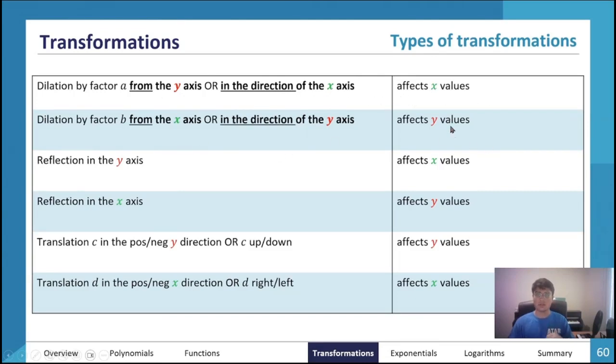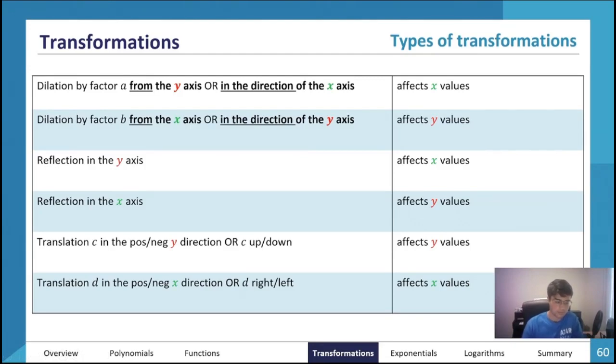Same thing with the y values. If we stretch this way or squeeze this way, we're affecting the y values, but not the x values. Reflections is the same thing, and I'll leave it to you to figure out why. Translation is a little bit different. If we translate by unit C in the positive or negative y direction, or unit C up and down, it means the same thing. We're going to affect the y values, because you can imagine if we have a graph, we move it up or down, the x value is going to stay the same. It's not moving along the x-axis, but it's moving along the y-axis, so the y values get affected. Same thing with the x direction.